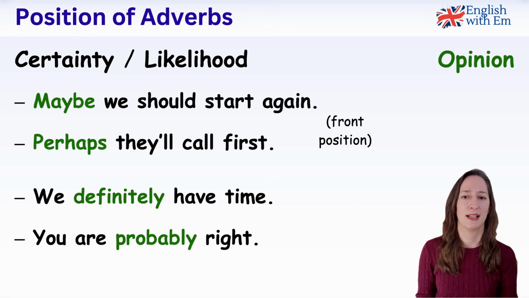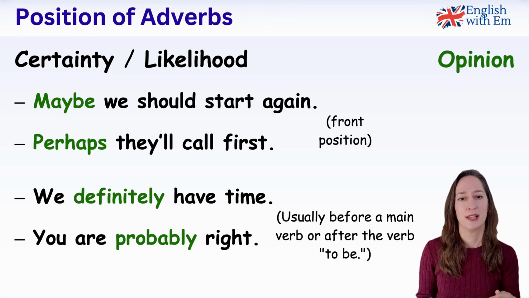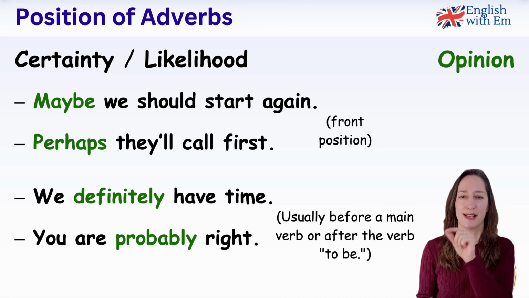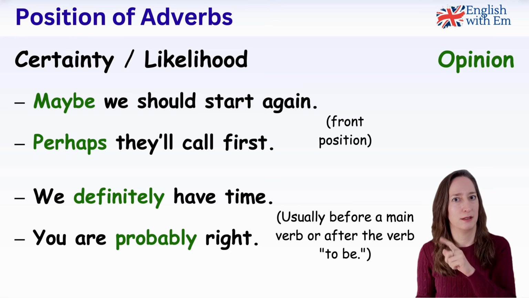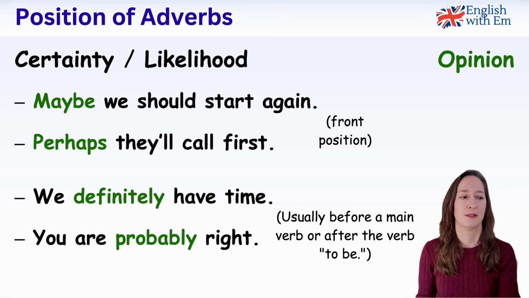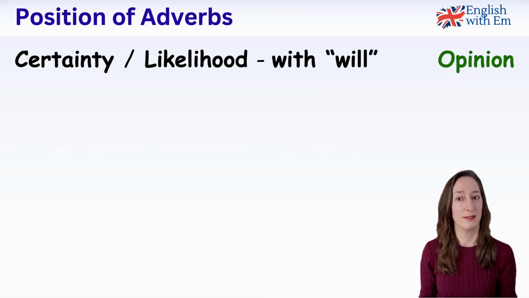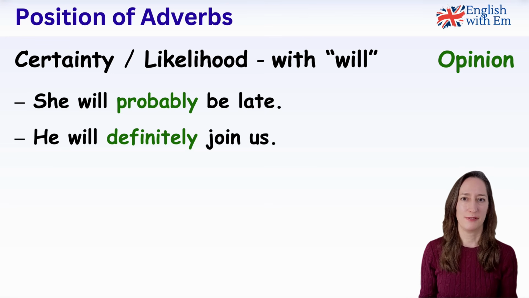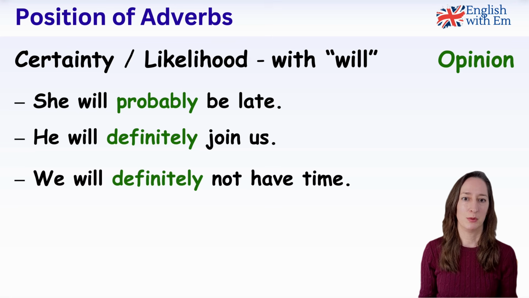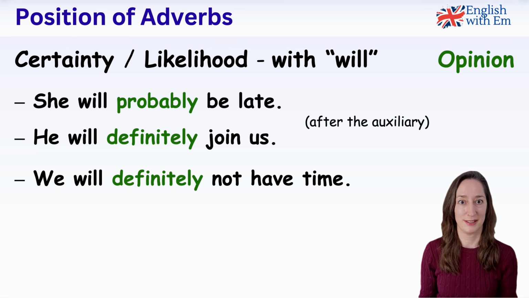So with definitely and probably, usually before a main verb, we definitely have, or after the verb to be: you are probably. So just like with frequency adverbs. Now, we often use definitely and probably with will. She will probably be late. He will definitely join us. We will definitely not have time. So here it goes after will, after the auxiliary verb.